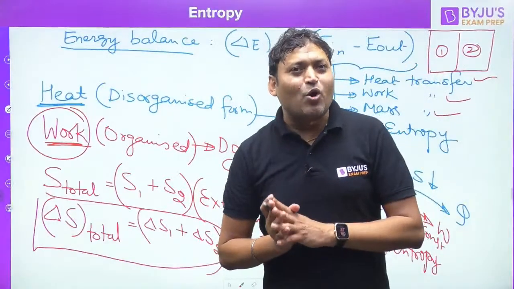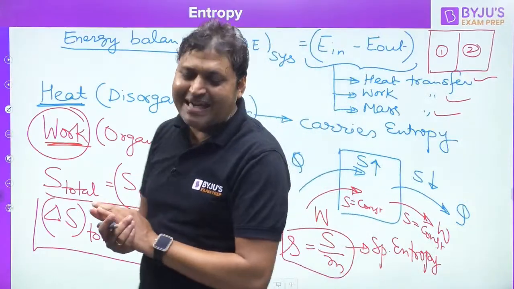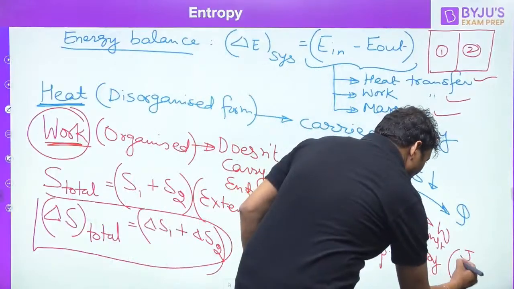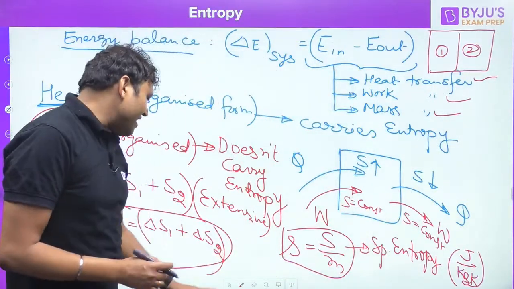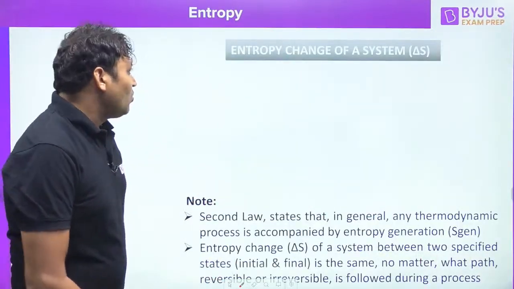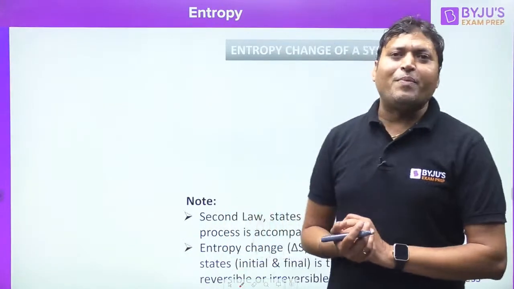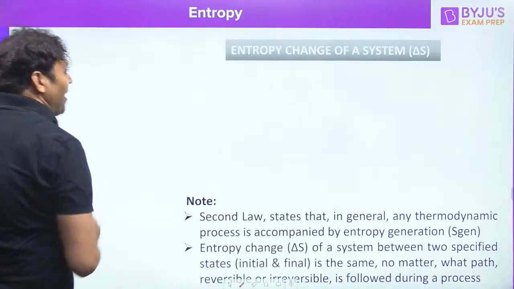Volume is an extensive property, but specific volume, which is defined per unit mass, is an intensive property. So specific entropy is joule per kg Kelvin. Right? So specific entropy is intensive, whereas entropy is an extensive property.